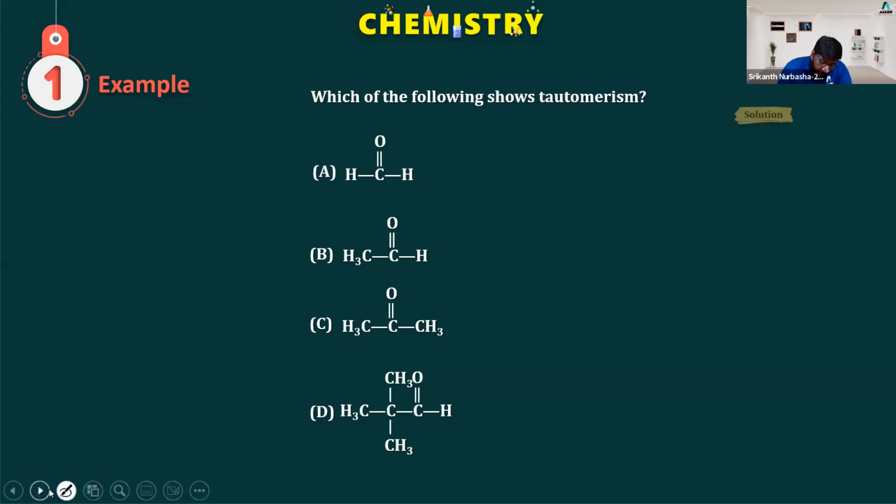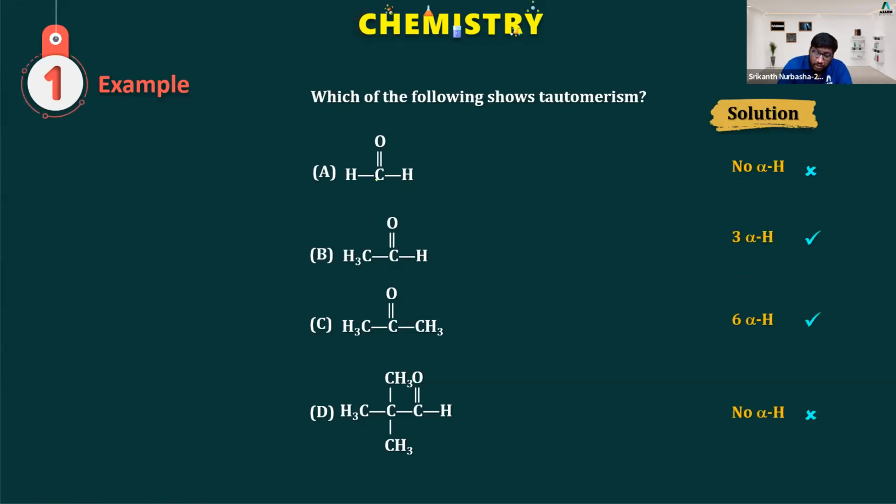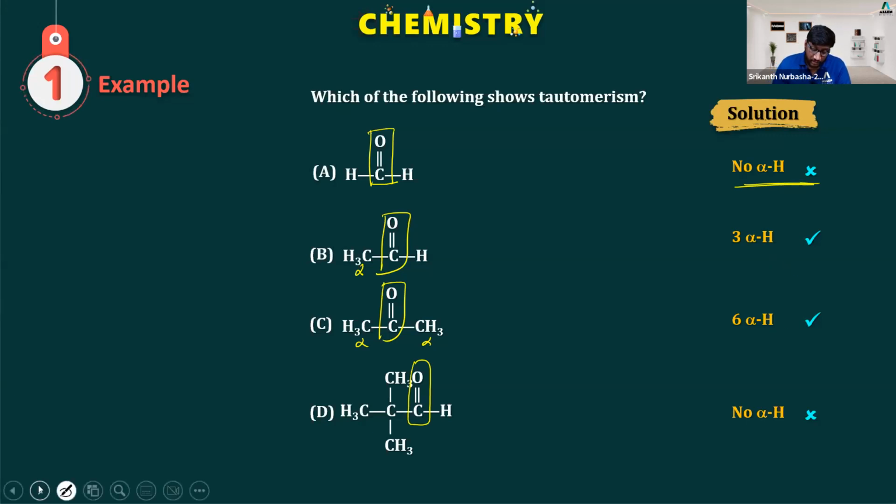So if you look at the conditions, alpha hydrogen should be there. This is the C double bond O group. Alpha carbon itself is not there, so no alpha hydrogens. This is the C double bond O group. This is the alpha carbon, so alpha hydrogens are available. This is the C double bond O group. Alpha carbon is available, so alpha hydrogens are there. This is the C double bond O group. Alpha carbon is there, but no alpha hydrogen. So obviously no tautomerism. So sp3 hybridized alpha carbon should be available, along with that, hydrogen should be there, right?